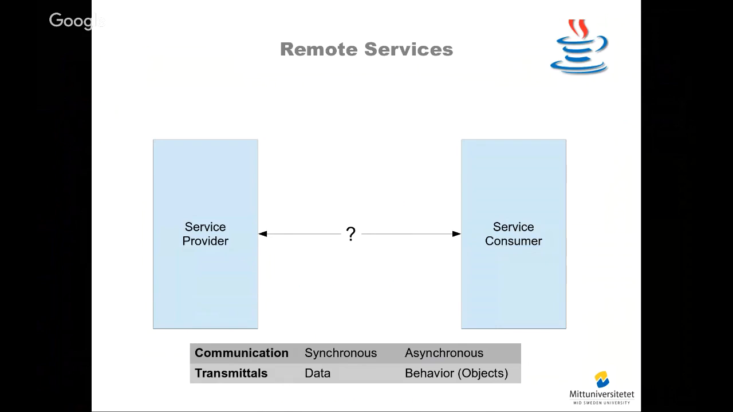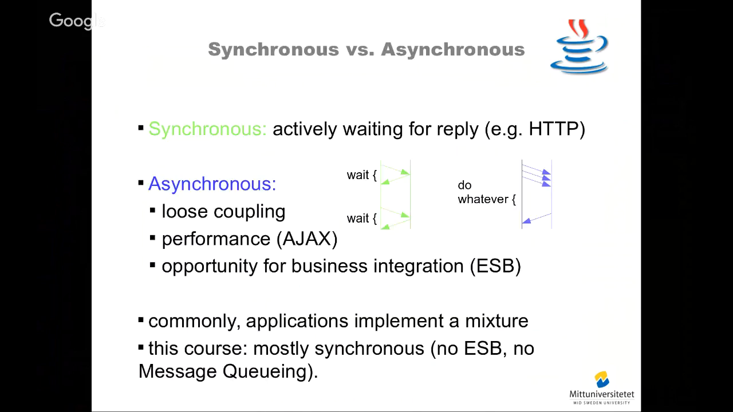So in the communication property here, we can only choose one of each. Either it's synchronous or asynchronous. In the transmittals, we can choose either to send data or to send behavior, or we can choose to do both. And in order for you to get an understanding, we deep dive.